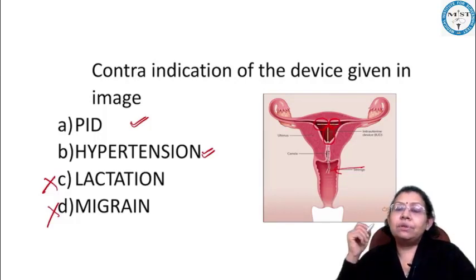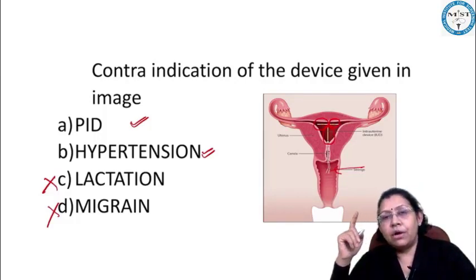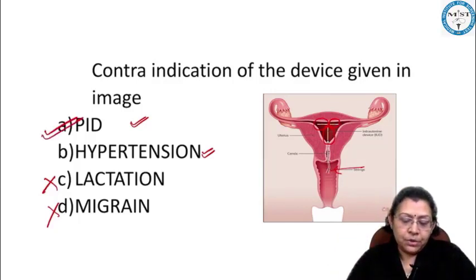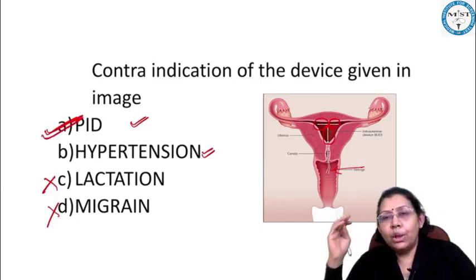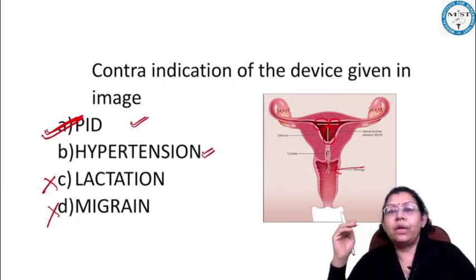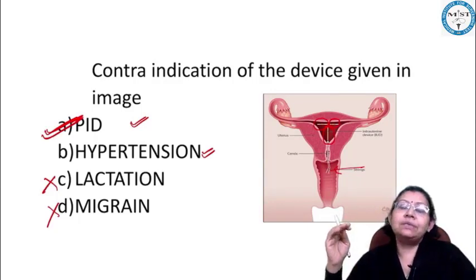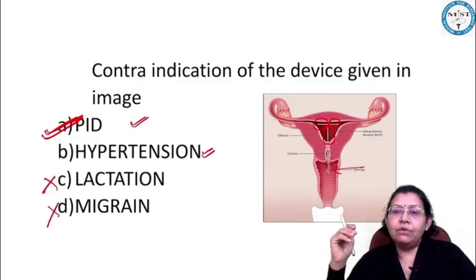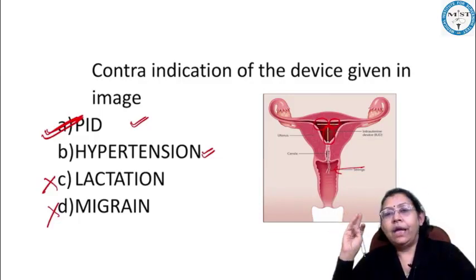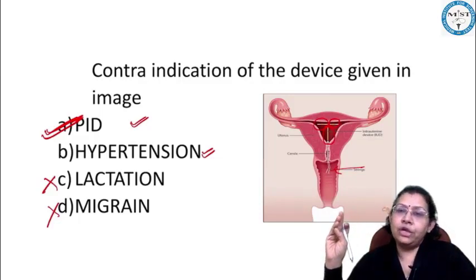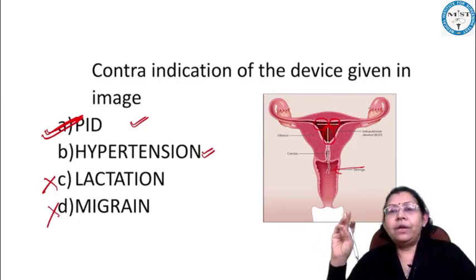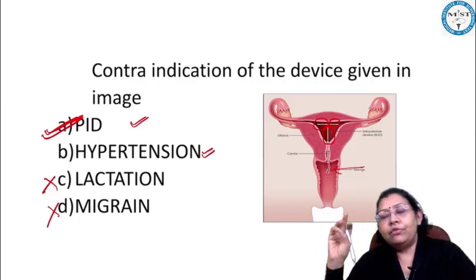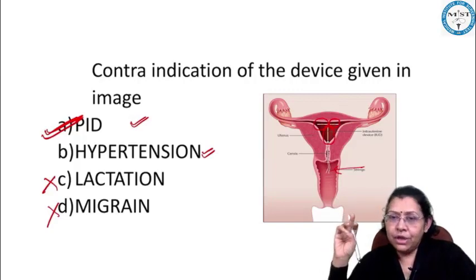Now if you have to choose the one best option out of PID and hypertension, then we'll go with PID, because PID is supposed to be the absolute contraindication for putting IUCDs. Absolute means at any cost we are not putting the device. So what are the various other absolute contraindications for IUCD? One is pelvic inflammatory disease. If there is a past history of ectopic pregnancy, if there is a history of undiagnosed bleeding per vagina.